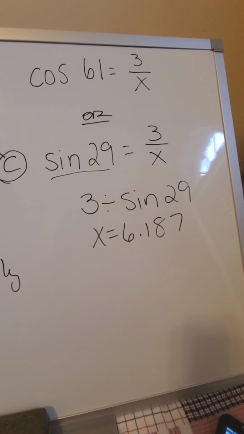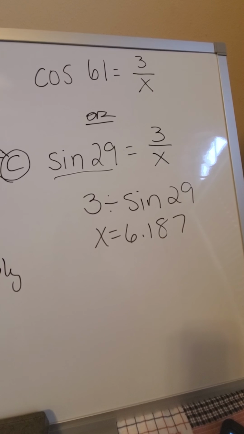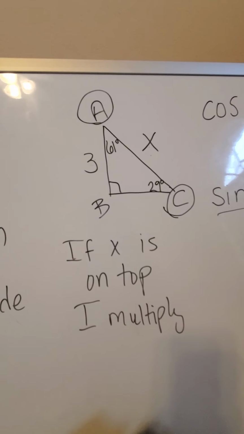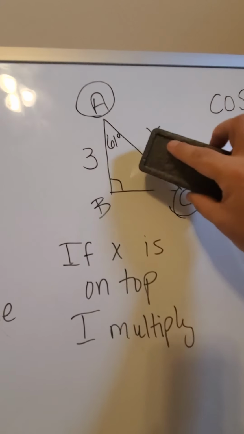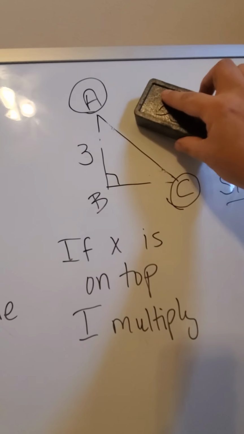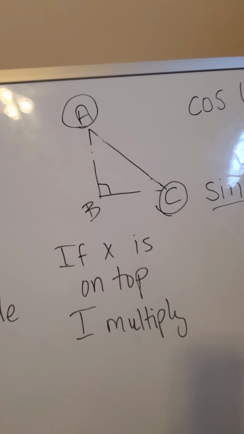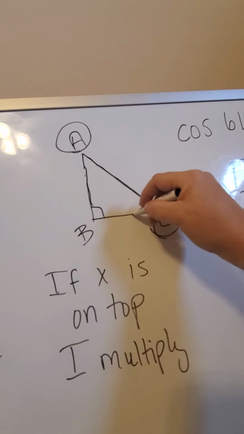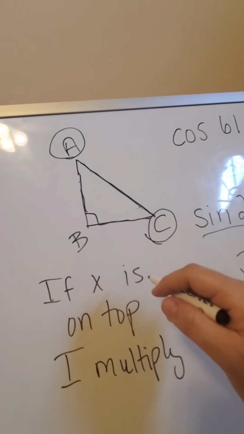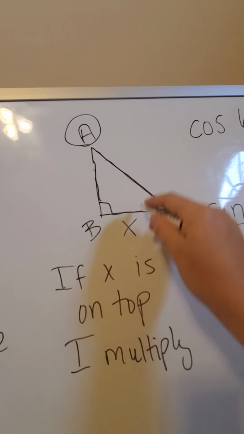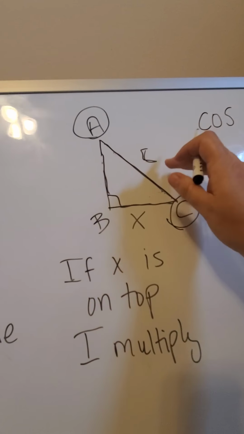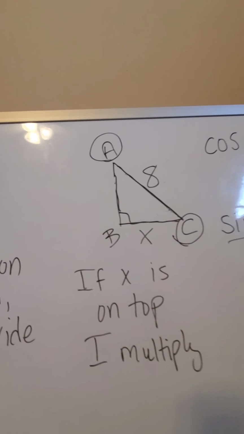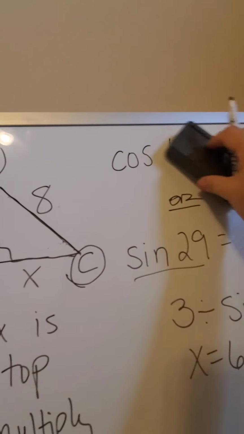So let's look at an example where x is on top so you can see when I multiply, okay? So let's change this up a little bit. Don't want to be boring and keep the same everything. We'll keep the same basic shape. And let's say I have x here and 8 here.